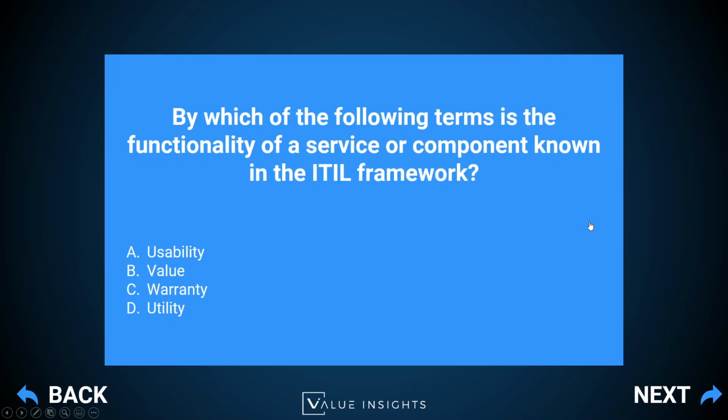A says usability, which is not a term defined in ITIL separately. B says value, which is the perceived benefits and usefulness of something. And C says warranty, which is more about the fitness for usability of a service or component. So utility means if it does what it does, right? And warranty means how well it does what it does. So it's mostly about availability, continuity, capacity, and security of a service or a component.